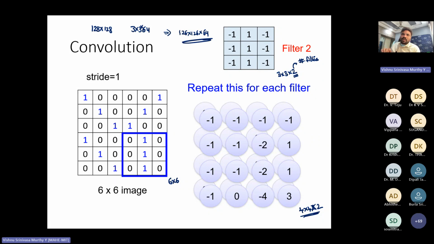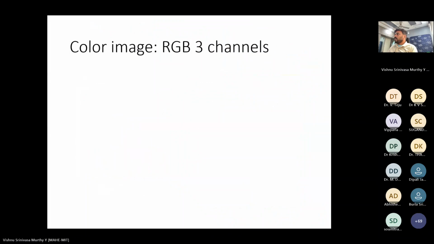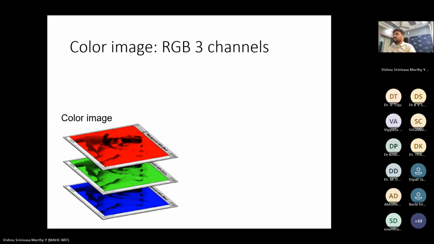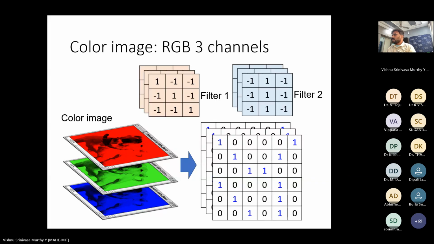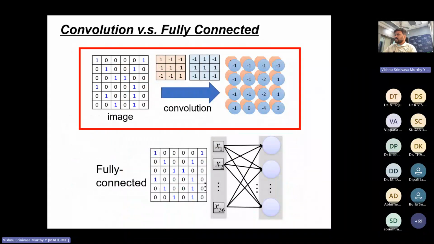We'll do pooling. The advantage of pooling is... convolution. This is the process. I explained here clearly. The 6 by 6 image convolved with 3 by 3 by 2 filters will result in 4 by 4 by 2.